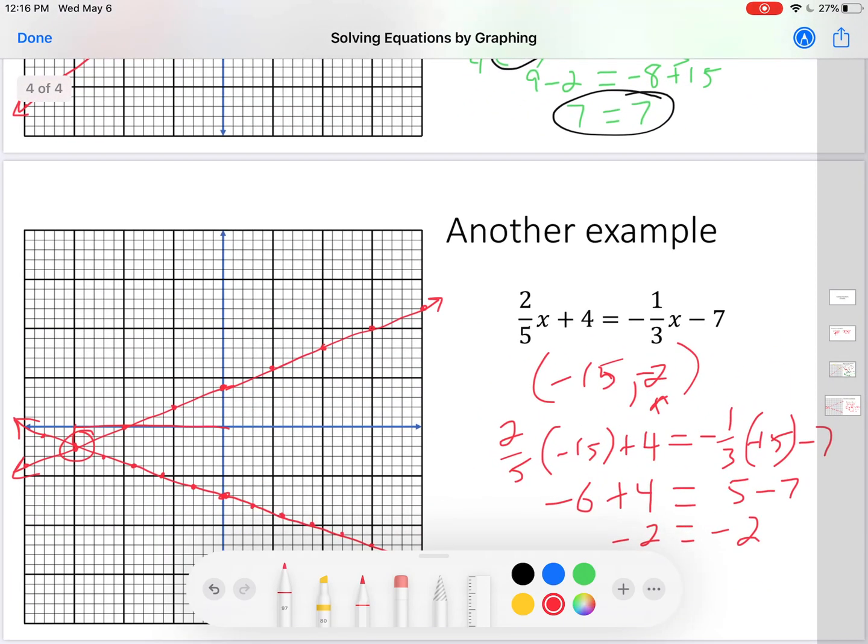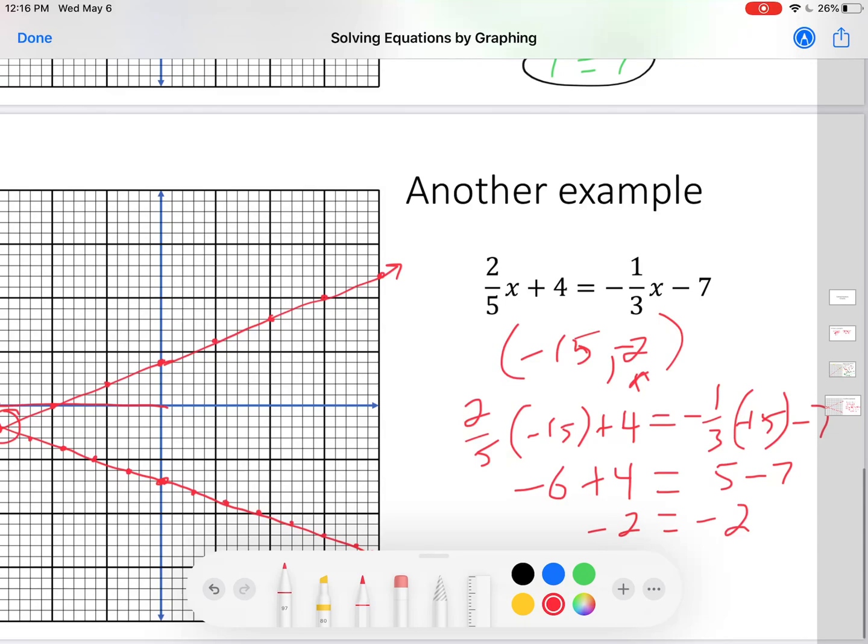This is the type of work that I expect you to show. I want to see the graph of each equation. I want to see you circling the point of intersection. I want you to write down the coordinates of the point of intersection, and I want you to show me the check step.